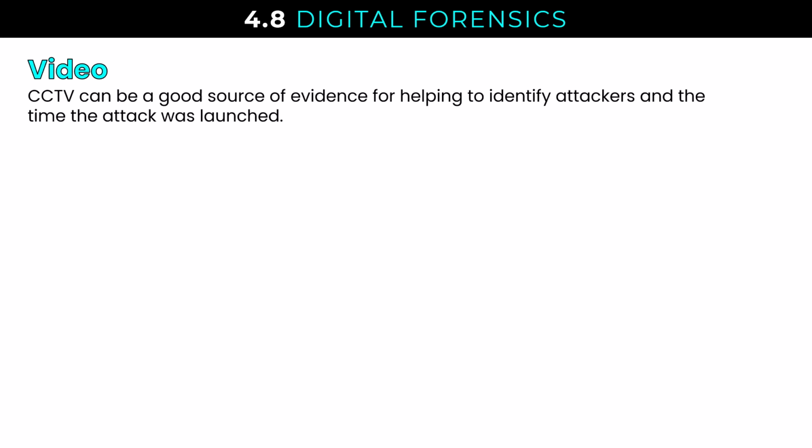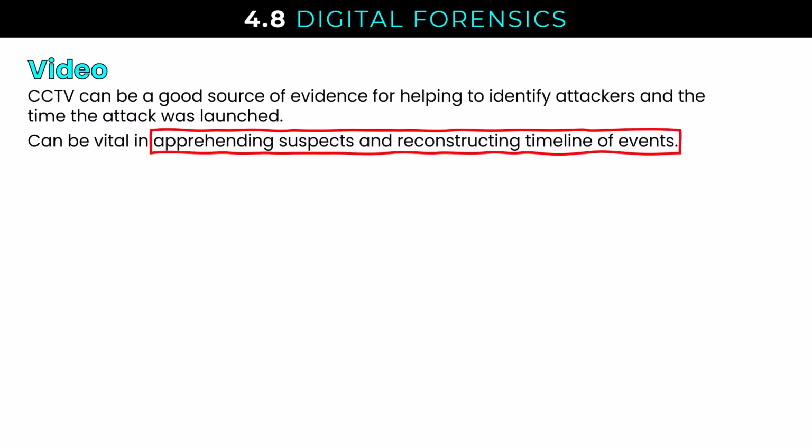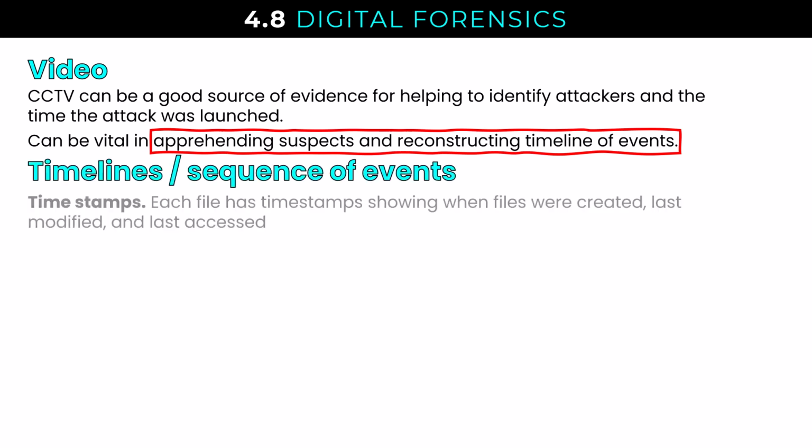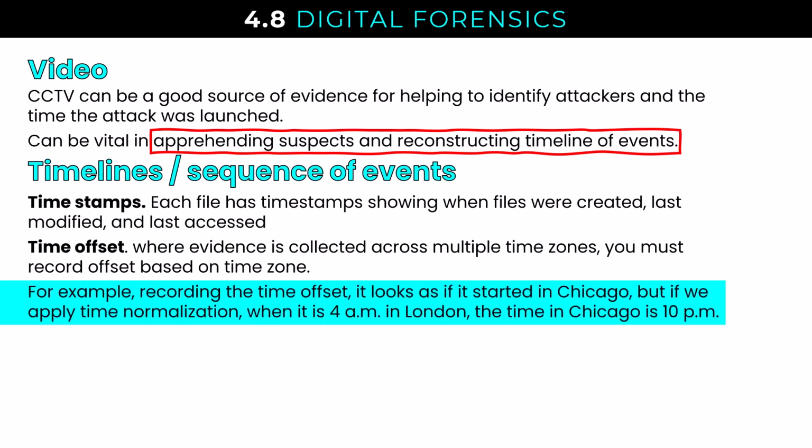So when the crime involves an attacker breaching our facilities, for example, that can be vital in apprehending suspects and reconstructing the timeline of events. So the timelines, the sequence of events, will be very important. So timestamps. Each file has timestamps showing when the files were created, last modified, last accessed. We need to think about the time offset, where evidence is collected across multiple time zones. You have to record the offset based on time zone. So for example, reading the time offset, if it looks like it started in Chicago, but then we apply normalization, when it's 4 a.m. in London, the time in Chicago is 10 p.m.